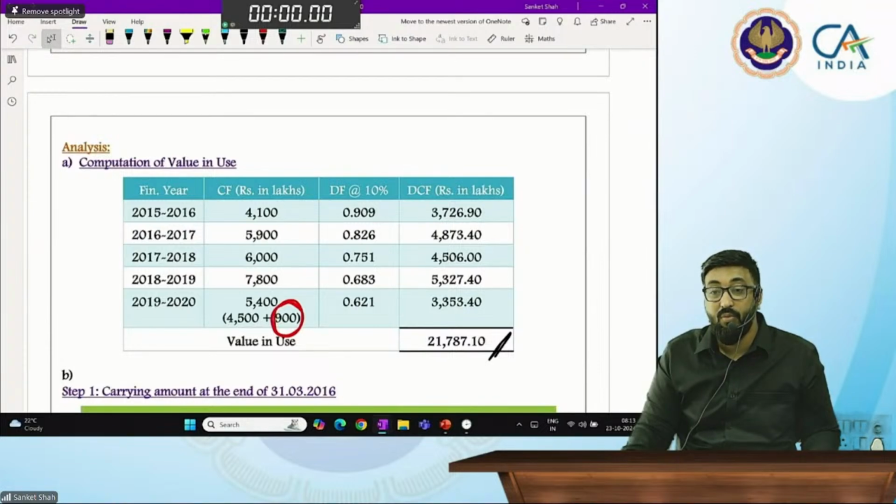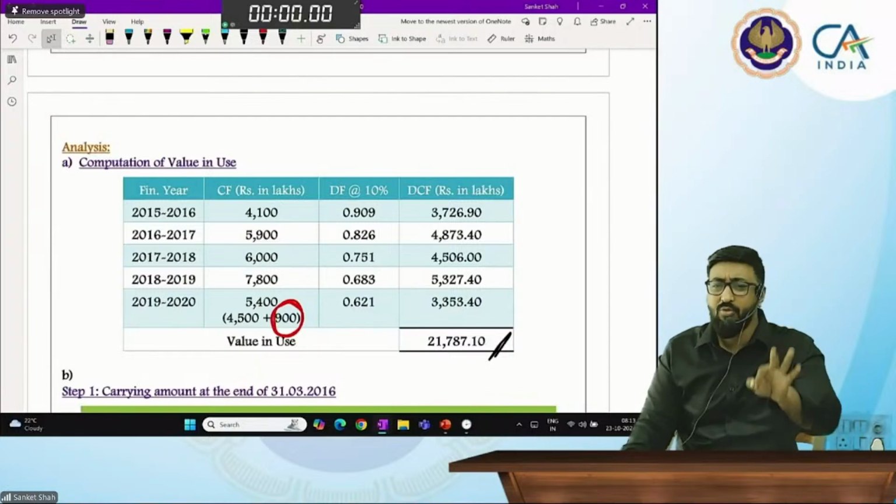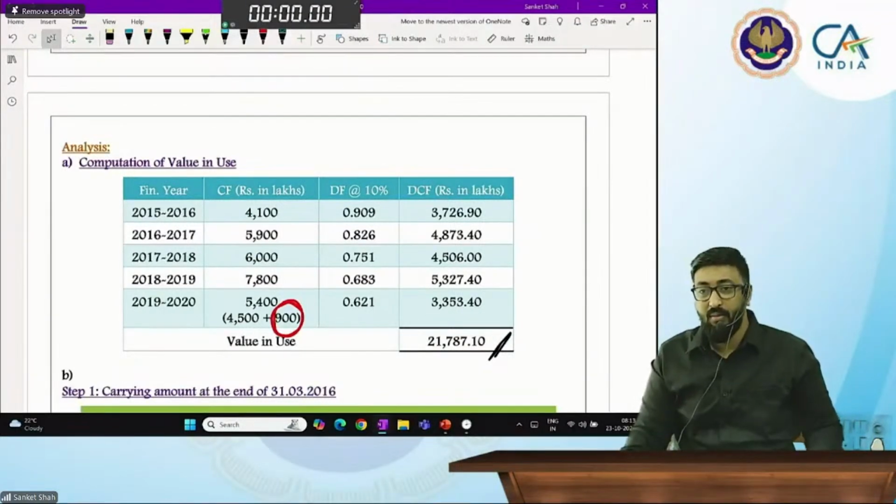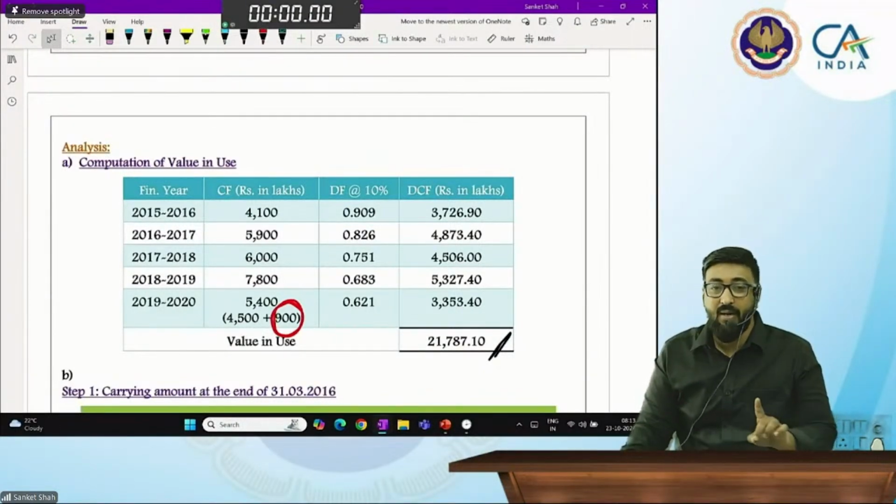No sir. Okay. What do you have to remember in value in use? At the end, the residual value 900, you have to add it. Residual value here, 90% students made a mistake. Okay. It's okay. That mistake will definitely give you learning. So 900 you are going to add. Any difficulty Adishri in this 900 rupees?